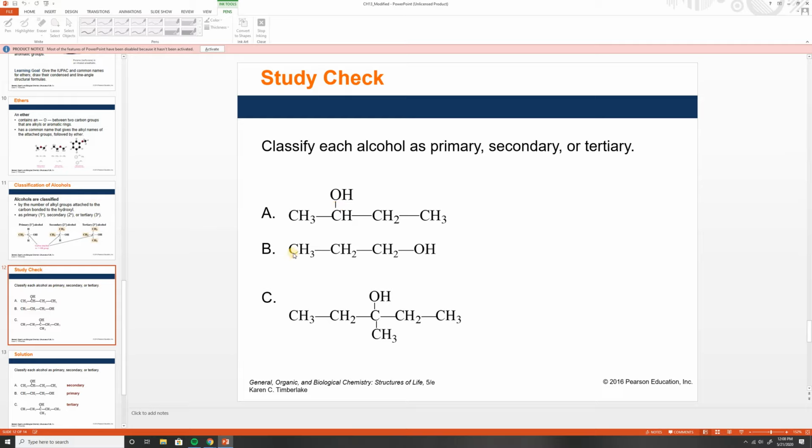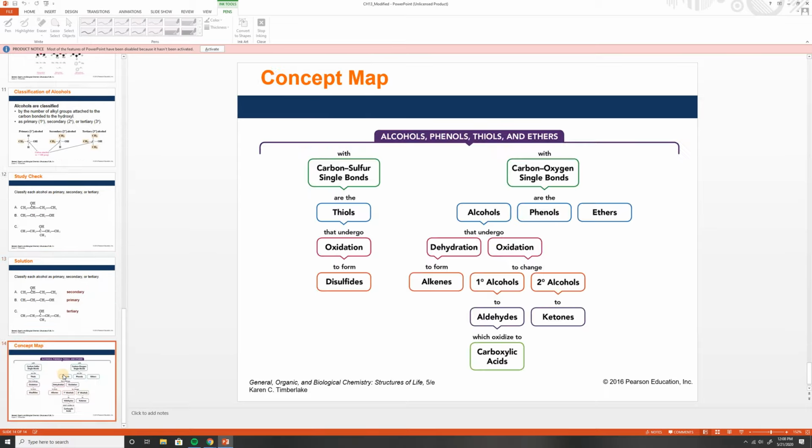Let's look at B. CH3, CH2, CH2, OH. The O is attached to 1 carbon, of course. And then the carbon that it is attached to has only 1 carbon. So it would be a primary alcohol. And then C, the OH, the alcohol, is attached to the carbon. This carbon is attached to 1, 2, and 3. Therefore, tertiary. So there we go. And that's it. So we kind of covered this in not that long of a time, probably 15 minutes.